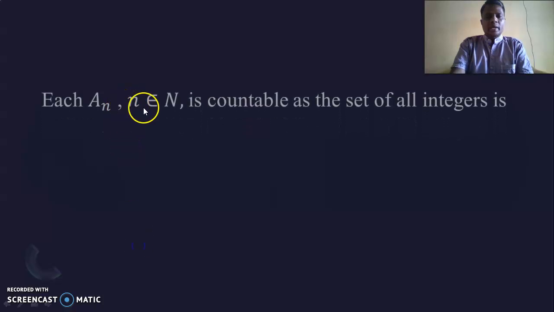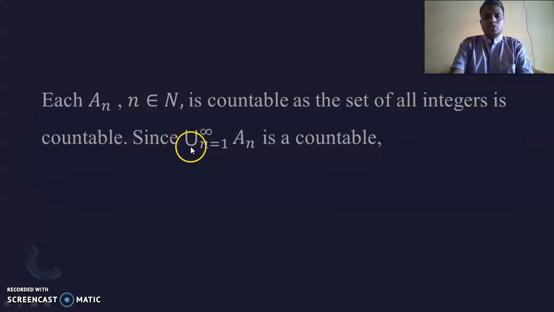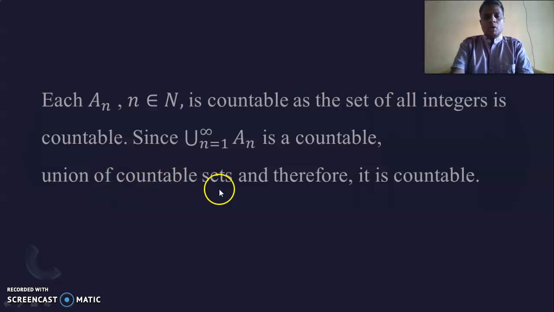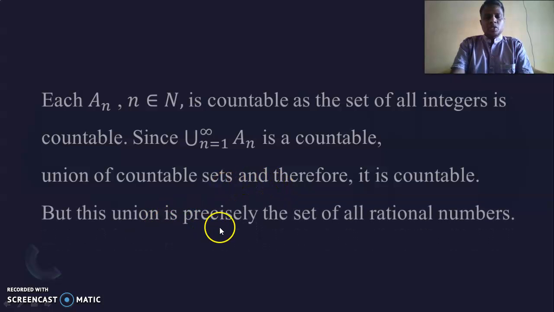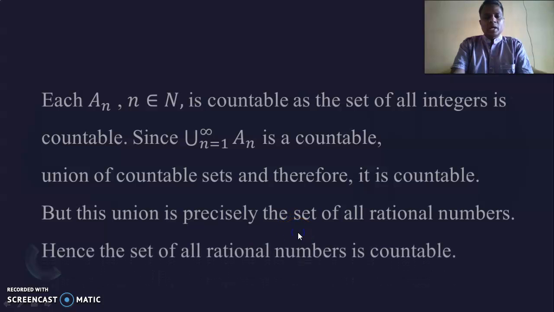So we decide: each An is countable, as the set of all integers is countable. Since the union of the An is a union of countable sets, it is countable. But this union is precisely the set of all rational numbers, hence the set of all rational numbers is countable.